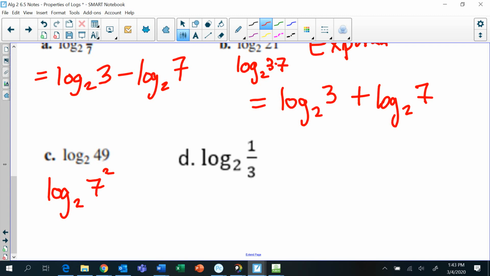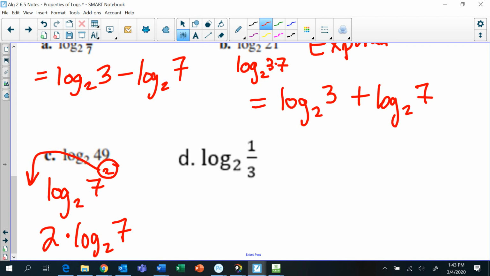What's the power property? Is it called the power property? No, it's the third one. Is it power property? Power. Okay. Quotient is the first one, sorry. Power property says if I've got this exponent here, I can actually move it to the front and multiply. So 2 times log base 2 of 7 is how I could rewrite that one.